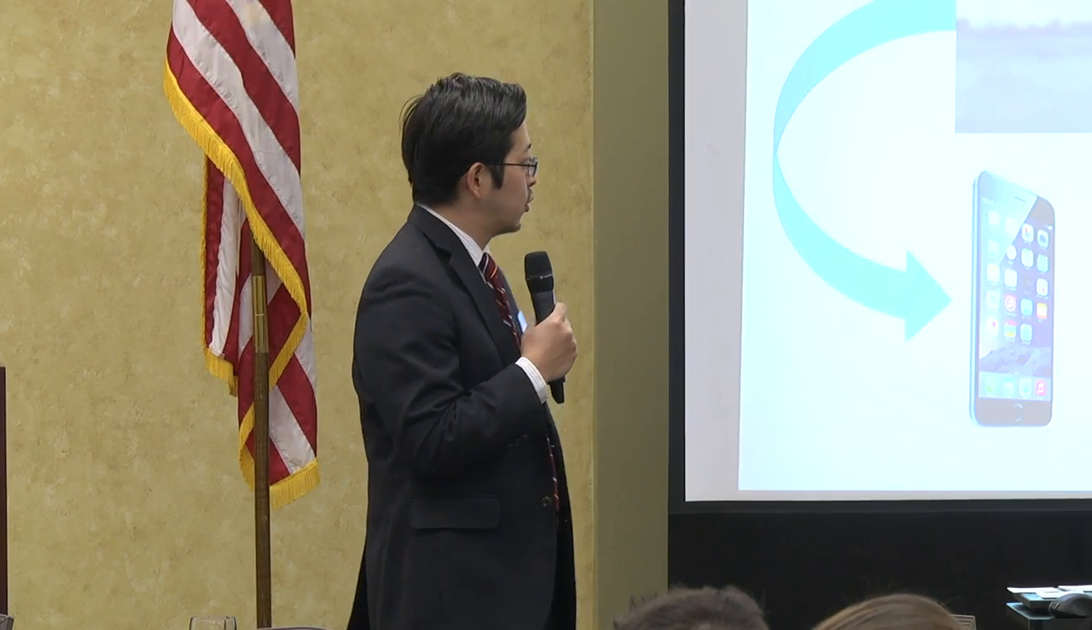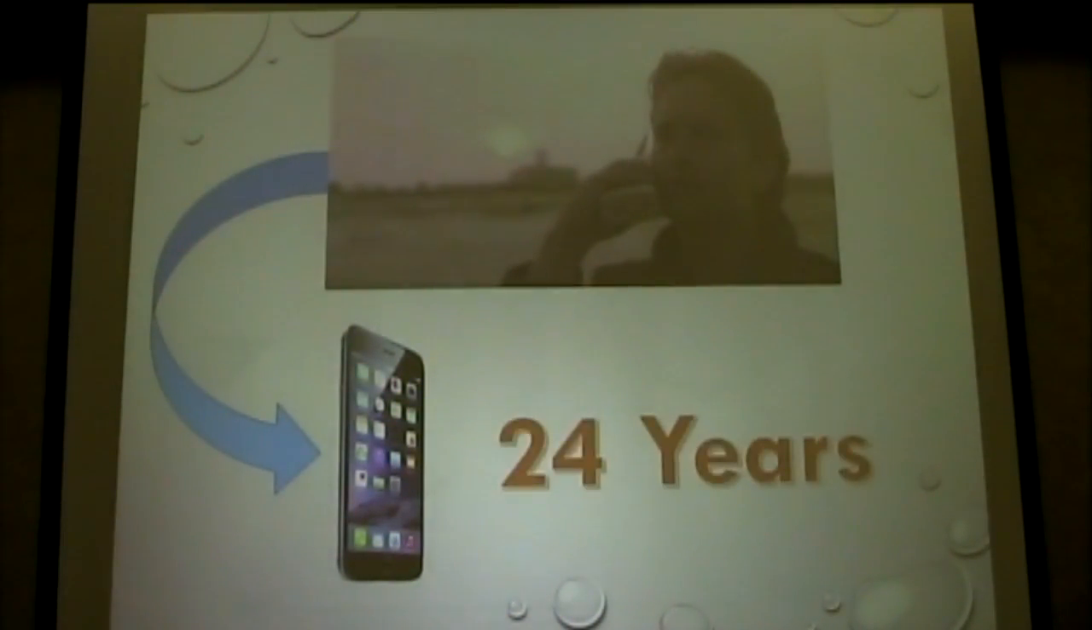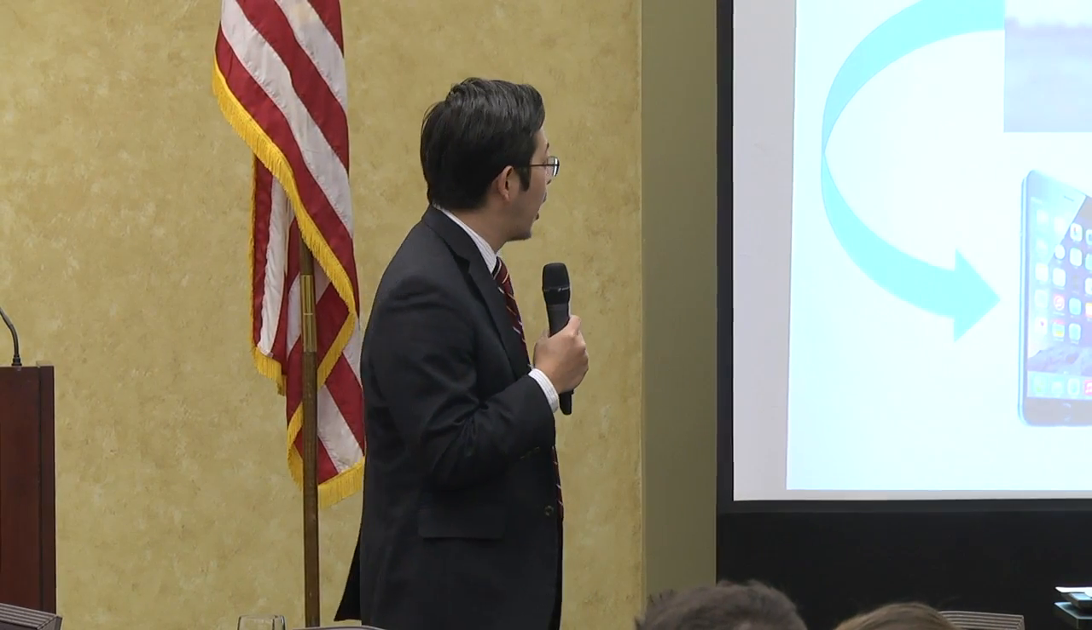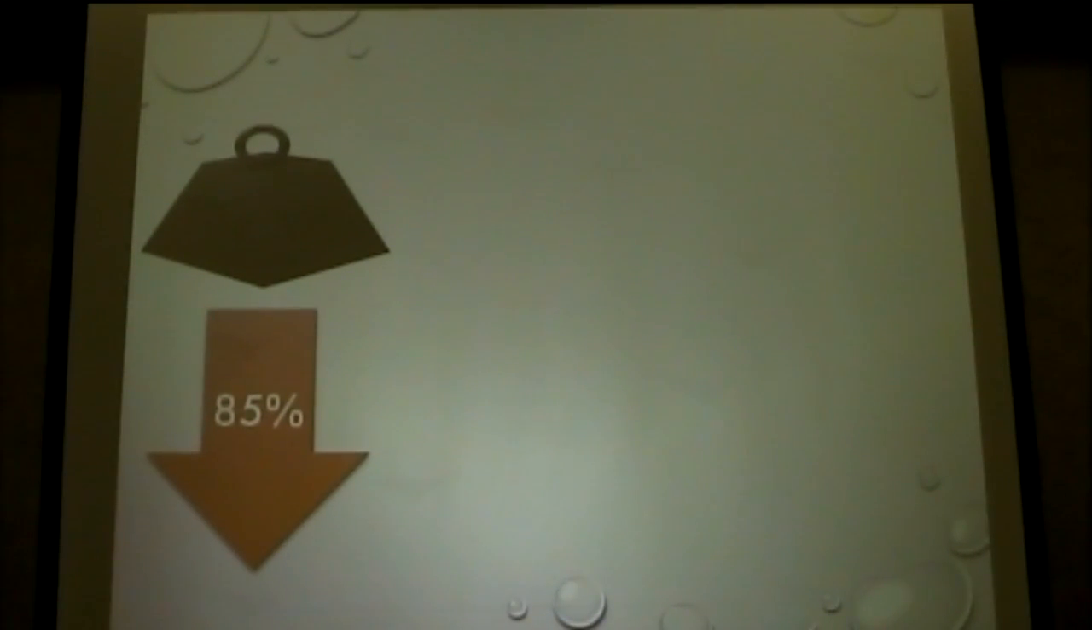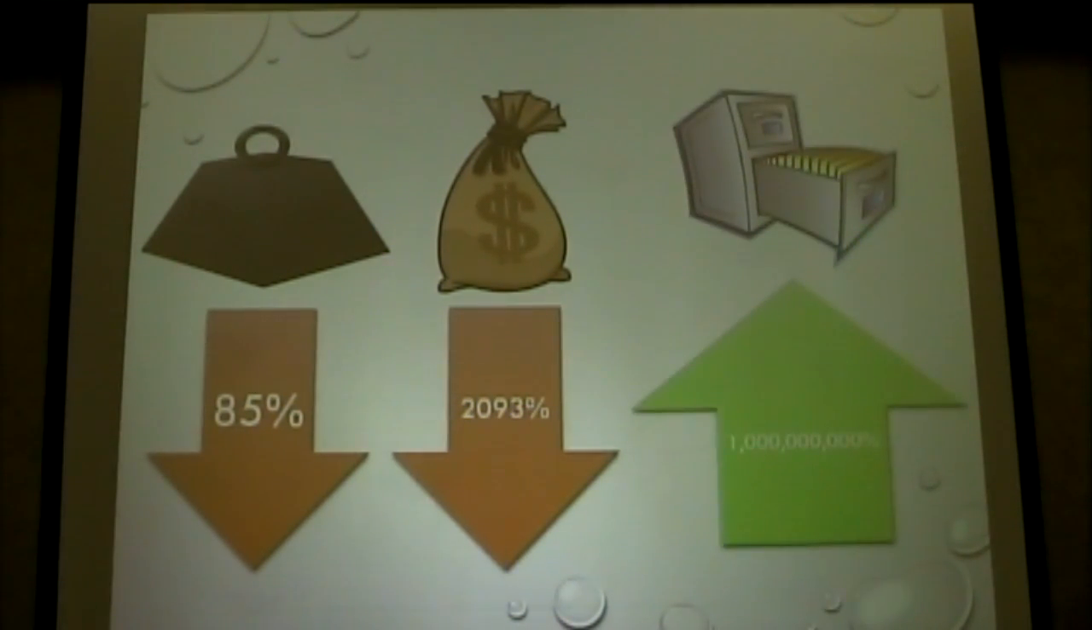From that bulky handheld device to the iPhones now everybody has, it takes about 24 years. Okay? And in these 24 years, what has happened? The weight of that device dropped down by 85%. The price was down by 2,093%. And the storage increased by 10 to the power of 9%.